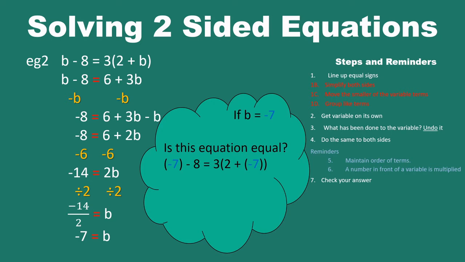And 3 brackets 2 plus negative 7. Let's work out what's inside that bracket first. 2 plus negative 7 is the same thing as 2 minus 7. That's negative 5. So we've got negative 15 equals 3 times negative 5. Is that true? Does that work out? Yes, it does. 3 times negative 5 is negative 15. So our answer is correct. b must be negative 7. Once again, don't get confused with your check and think that your answer is negative 15. We worked out our answer over here.